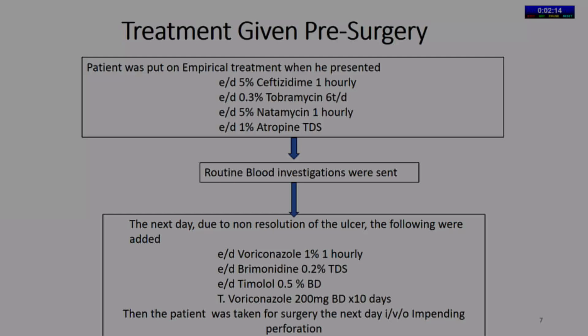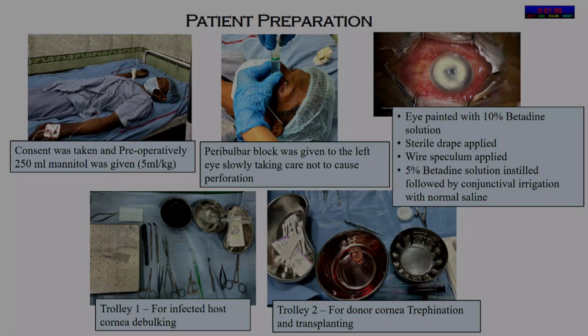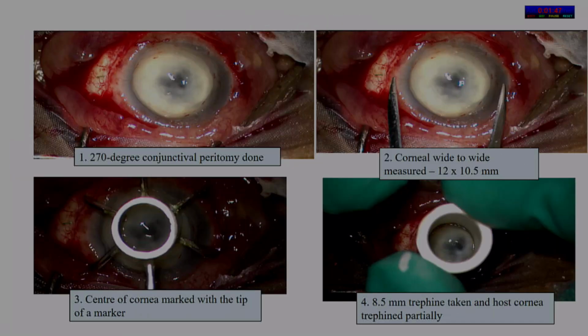The patient was started on empirical treatment when he reported to us. The routine blood investigations were sent, after which he was started on topical and oral voriconazole, and the patient was posted for surgery the next day after the donor cornea was made available. The 2 trolleys were prepared, one for infected corneal debulking, the second for donor corneal trephination and transplanting.